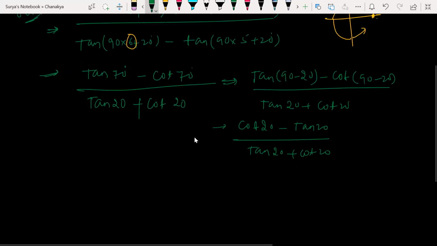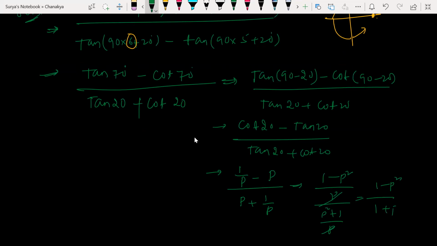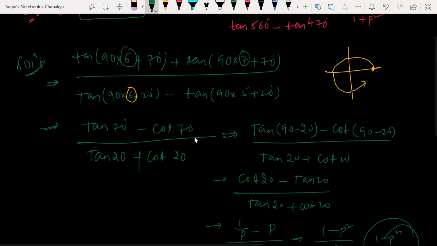Once we have cot, it will be 1 by P. Since tan 20 will be P itself, cot 20 will be 1 by P. It is simple, and it will be proved after the LCM. Look at this: 1 minus P square by P, divided by P square plus 1 by P. P will get cancelled. This is simple, sir: 1 plus P square. Hence proved. Clear?